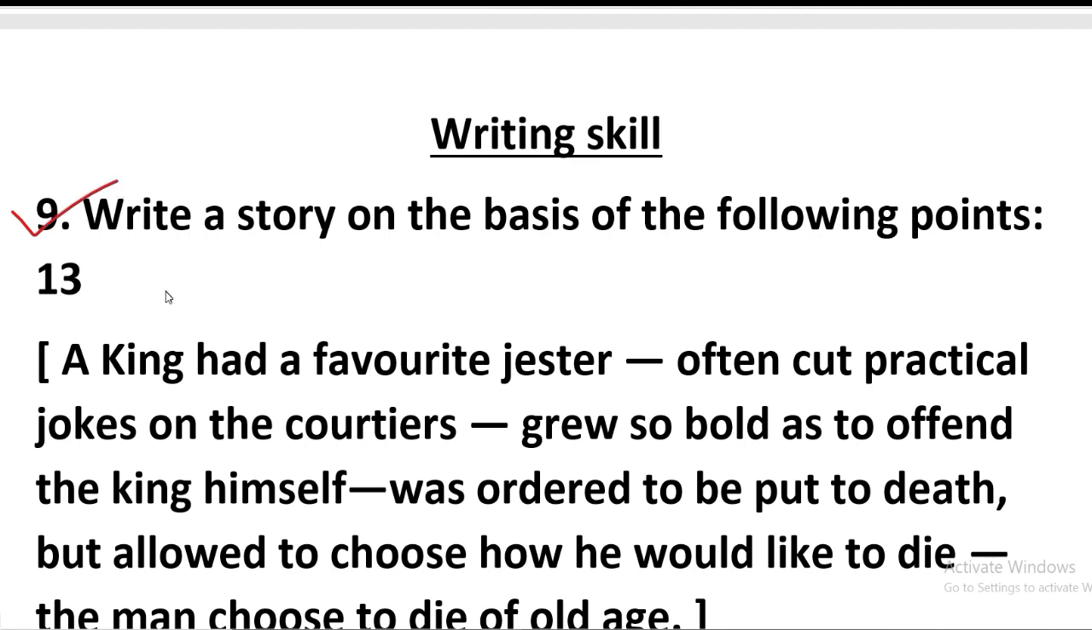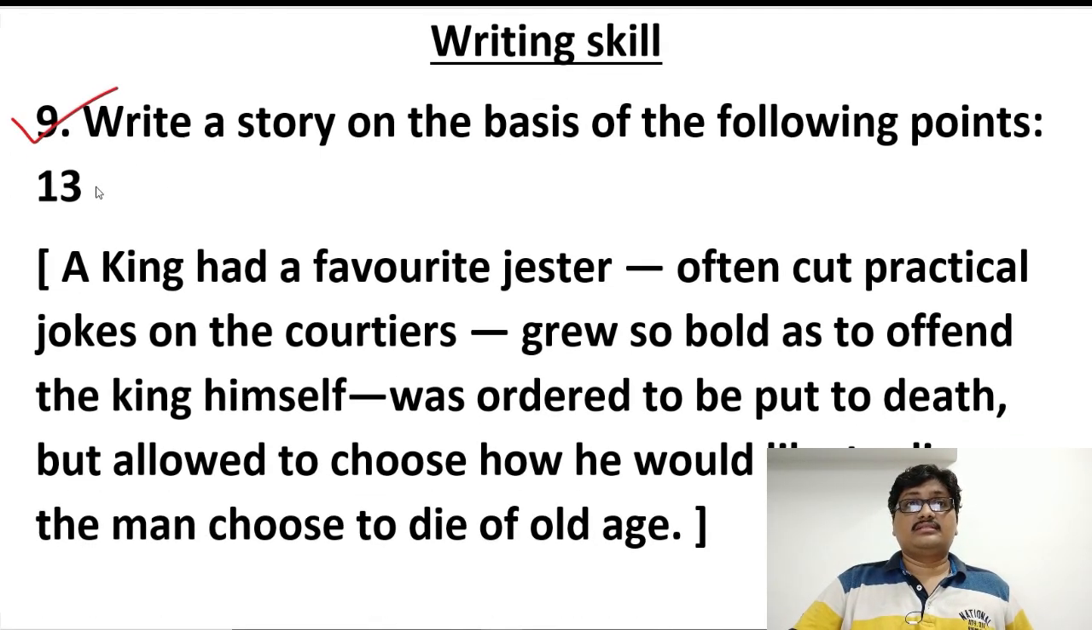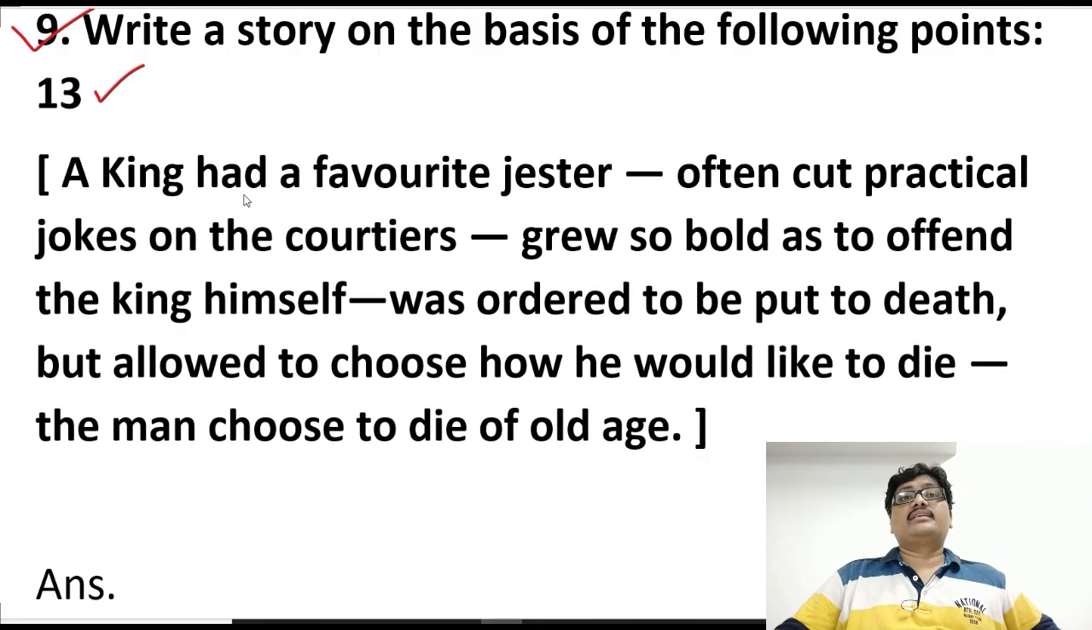Come to question 9. Write a story on the basis of the following points, 13 marks for this writing. A king had a favorite jester, often cut practical jokes on the courtiers, grew so bold as to offend the king himself, was ordered to be put to death, but allowed to choose how he would like to die.